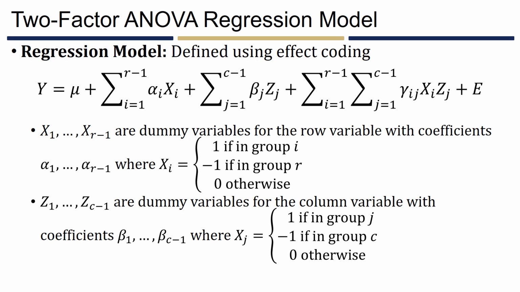For the second factor, z, we create c-1 dummy variables, again, each with its own regression coefficient beta sub j. The coding scheme is the same as with the first factor. Set the dummy variable equal to 1 if the observation is in group j, -1 if it's in the reference group, and 0 otherwise. Then we add on the interaction terms, where we interact every dummy variable for the first factor, x, with every dummy variable for the second factor, z. Each interaction term's regression coefficient is denoted by gamma, and finally we add on the error term at the end.